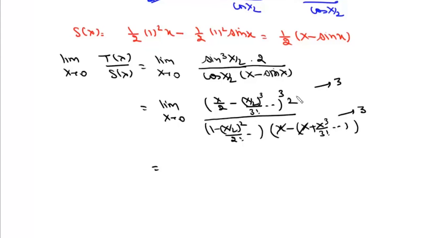Now coefficient of x cube in the numerator will be this 2 into x upon 2 whole cube. So it will be this 1 by 8 and here it will be 1 into 1 by 6, which is 6 by 4, and that is 3 by 2. So this limiting value is 3 by 2 and that is the answer to this question.